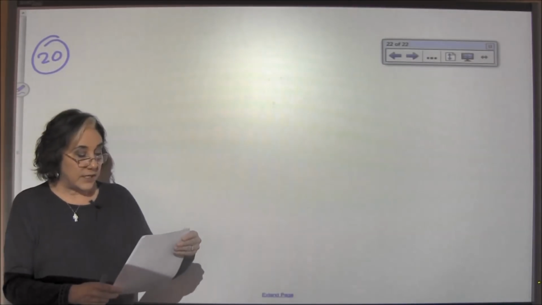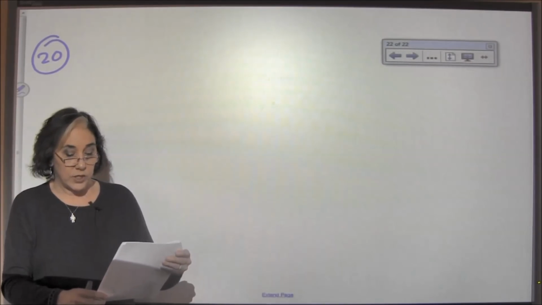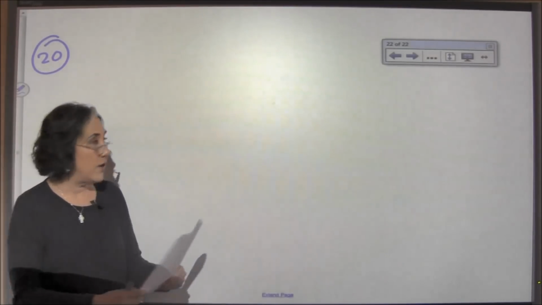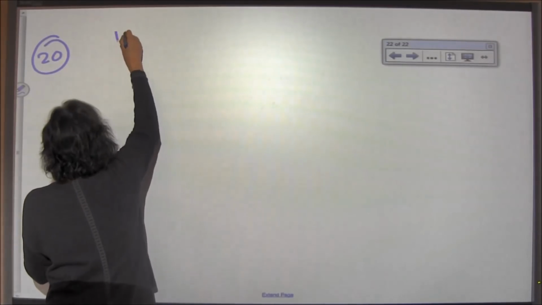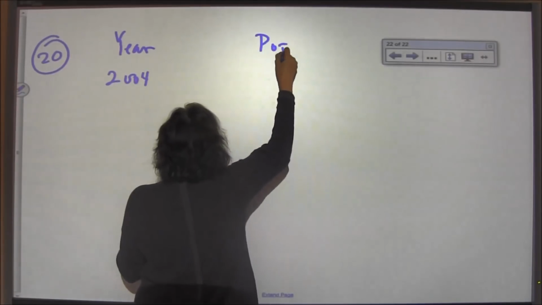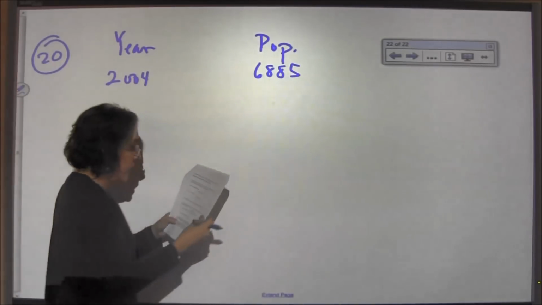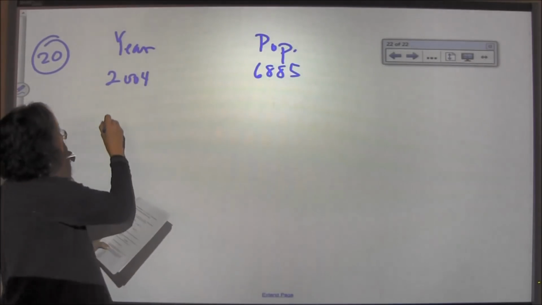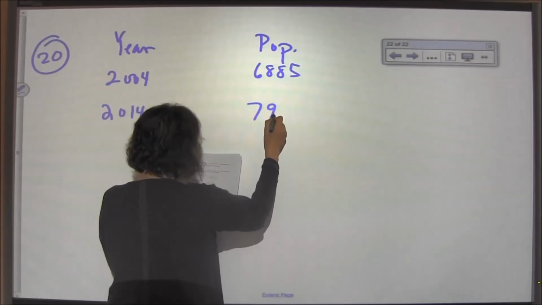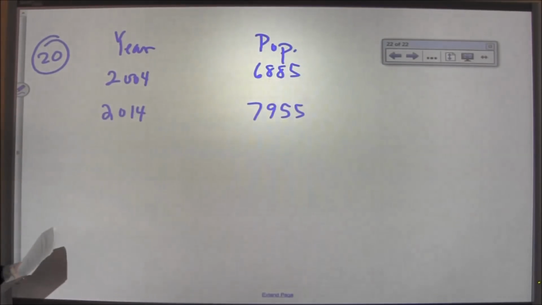So in this problem, it says the population of Quincy has shown a linear increase in these years, 2004 to 2014. In 2004, the population of Quincy was 6,885. Let's just write down that information. So this is the year. It's 2004. And the population that year was 6,885. By 2014, it had risen to 7,955. Okay, so this one is a rise in population, so we're going to get a positive slope.